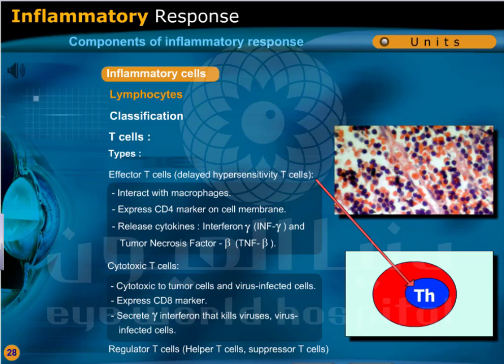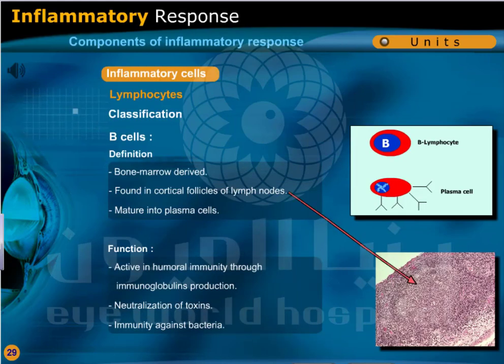Cytotoxic T cells. They are cytotoxic to tumor cells and virus-infected cells. They express CD8 marker and secrete gamma interferon that kills viruses and virus-infected cells as well. Regulatory T cells, which are helper T cells and suppressor T cells.